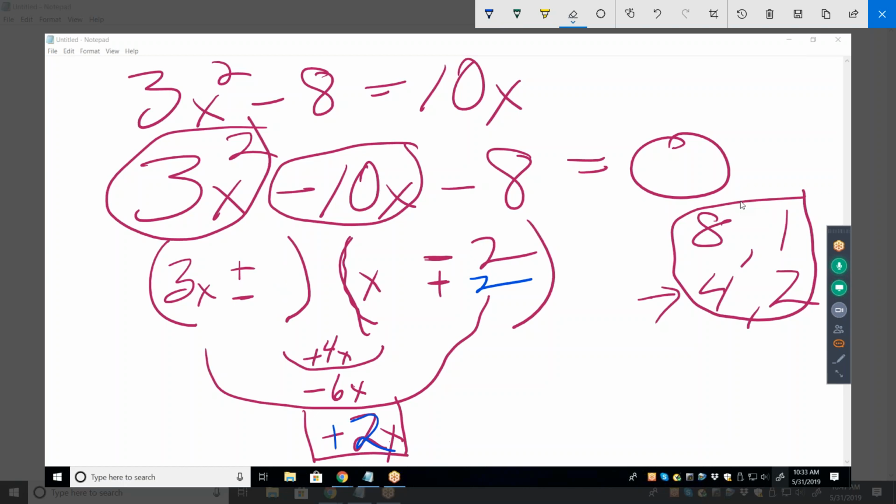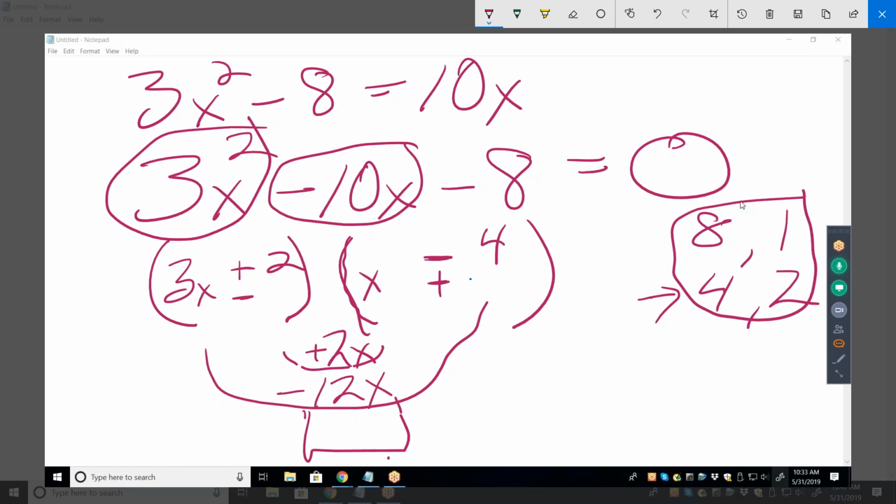So the next thing I'm going to try is put the 2 on the left and the 4 on the right. And let's see if we at least can produce a 10. If it's a negative 10, perfect. If it's a positive 10, all we got to do is move the thing down. 2x plus 2x, and I recommend writing the plus in front of it. Minus 12x. Which equals negative 10x. That's our answer.